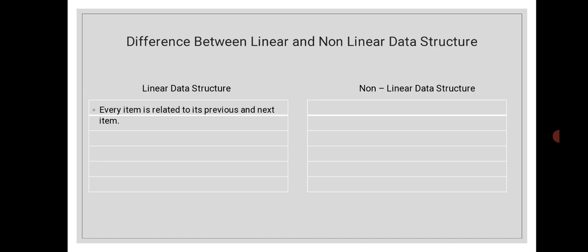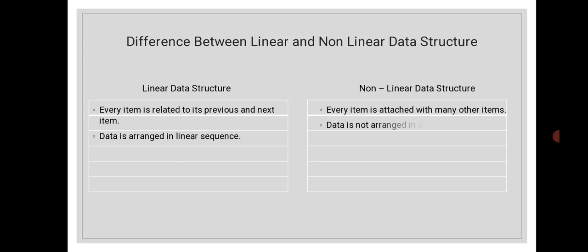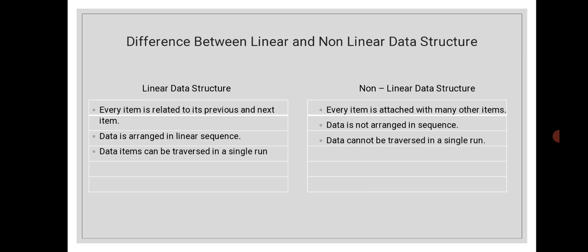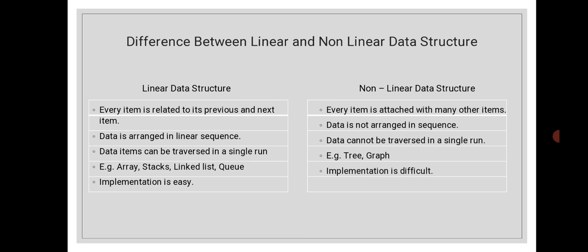In a linear data structure, data is arranged in a linear sequence, whereas here data is not arranged in a sequence. Data items can be traversed in a single run, whereas data cannot be traversed in a single run here. Examples of linear: we know array, stack, linked list, queue, etc. Examples here: tree, graph. Implementation is easy here, whereas in the linear data structure, implementation is a bit difficult, but not impossible.